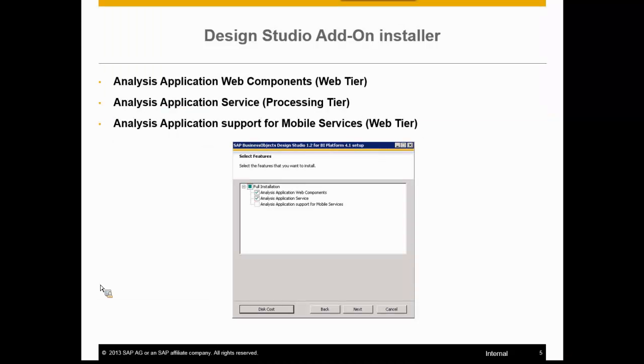In terms of Design Studio add-on installer, if we have run the installer on BIP, we must have seen this window. So basically, in the window, it can be clearly seen that there are 3 features that get delivered with Design Studio add-on, and namely they are Analysis Application Web Component, Analysis Application Service, and Analysis Application Support for Mobile Services.